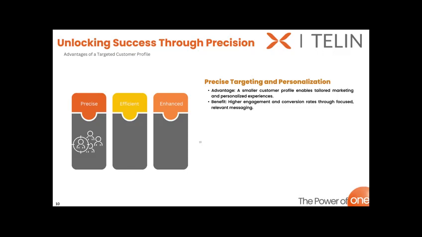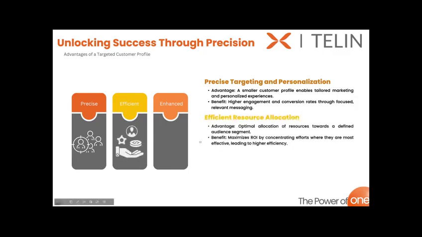By honing in on their distinct characteristics, behaviors, and pain points, you can then craft messages and offers that speak directly to those customers' interests. And what's the benefit behind that? Well, the precise targeting and personalized approach contribute to higher engagement and conversion rates. By delivering focused, relevant messaging that resonates with the specific needs of the niche audience, businesses can increase customer interest, trust, and the likelihood of conversion. The more aligned the marketing efforts are with the targeted customer's preferences, the higher the chance of generating positive responses and actions.